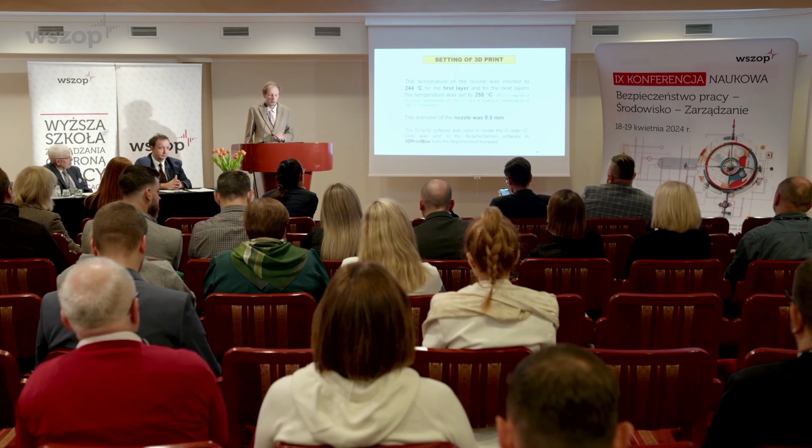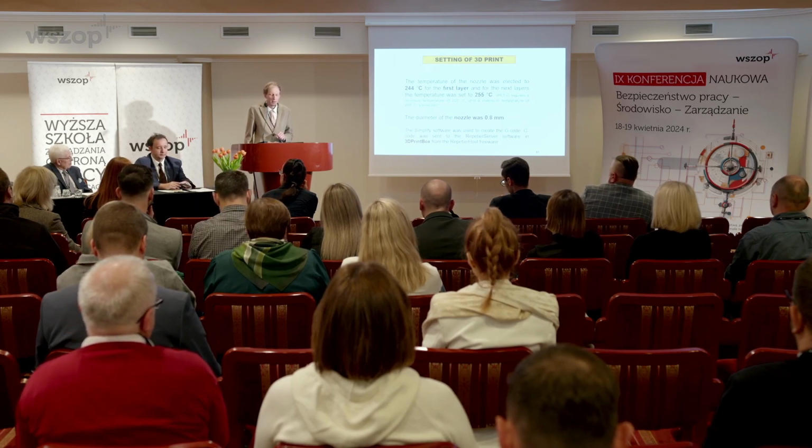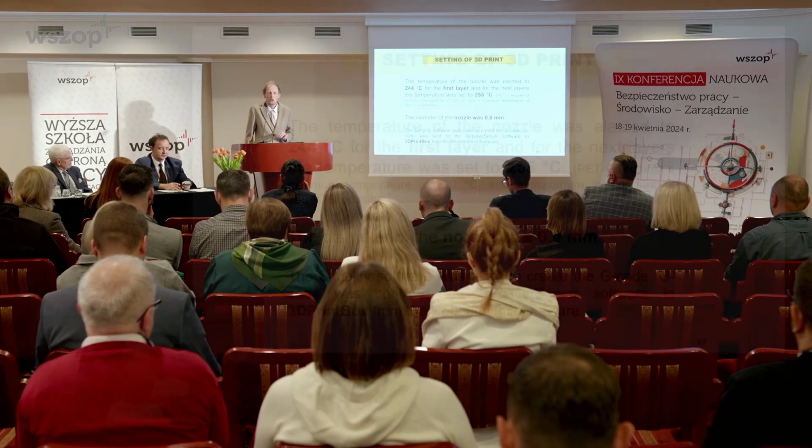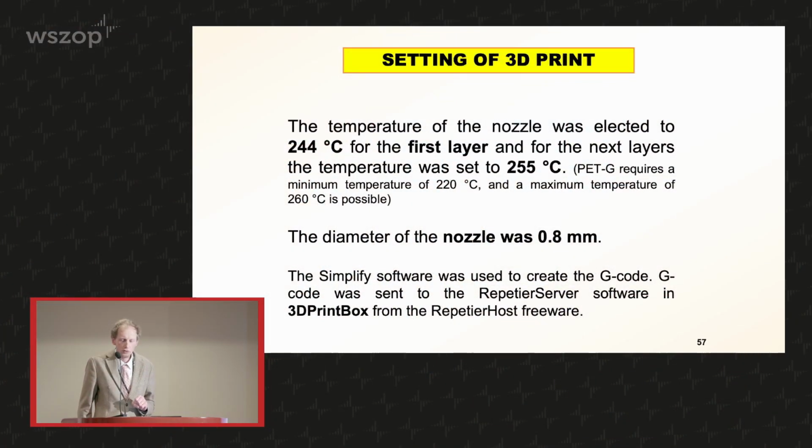And now I will talk about the settings of 3D print. The temperature of the nozzle was selected as 244 degrees Celsius for the first layer, and for the next layers I used the temperature 255 degrees Celsius. For printing, I used the nozzle 0.8 millimeters. And for creating the G-code, I used Simplify. For the next settings, I used RepRap host and RepRap server with a 3D print box computer.